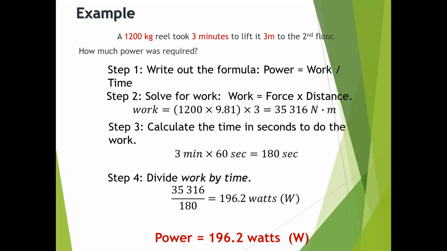That will give you your Newton meters. And then you calculate the time in seconds. So if we have minutes given to us, we have to multiply it by 60 seconds to get 180 seconds. And then you divide work by time, right? And we get our watts. Is that process easy enough? Any questions about that process? No? Okay.